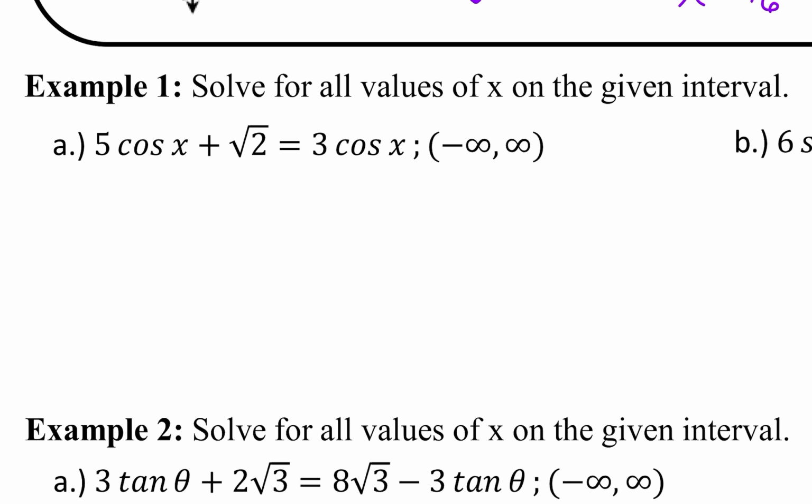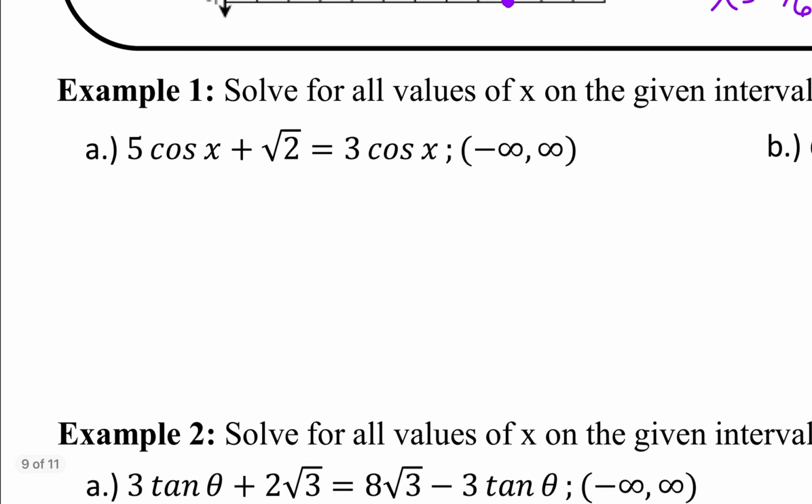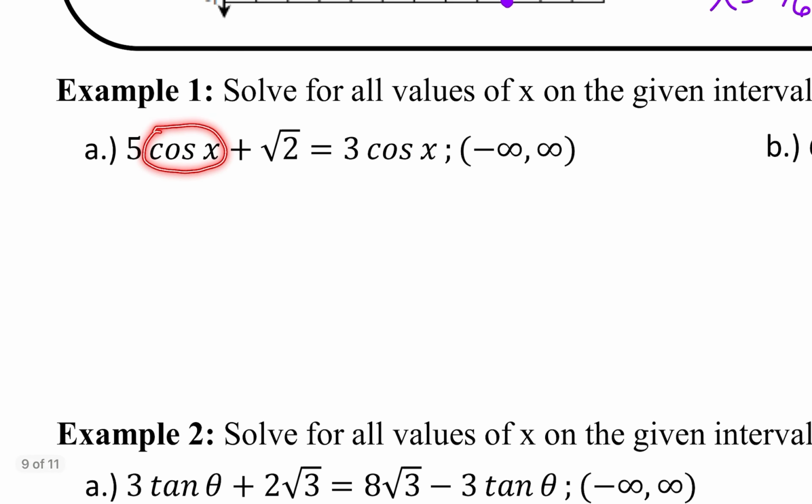Example 1 says we have 5 cosine of x plus the square root of 2 equals 3 cosine of x. And they want us to find it on the interval negative infinity to infinity. The major difference between how you've been solving equations and how we're going to solve equations in trig is that instead of just using x, now I've got cosine of x. So cosine of x is my variable. And I need these two variables to go together with each other.